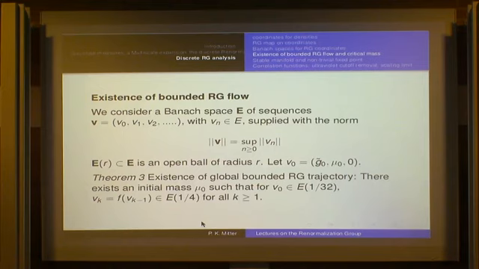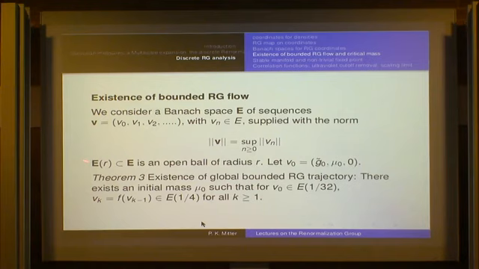Now theorem 3 says that there is existence of a global boundary. If you choose V0 to be in a ball of radius 1/32, then Vk, this iteration Vk, is in a ball of 1/4 for all k greater than or equal to 1. That's the theorem. Now, prove it.